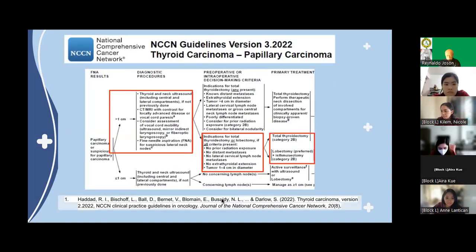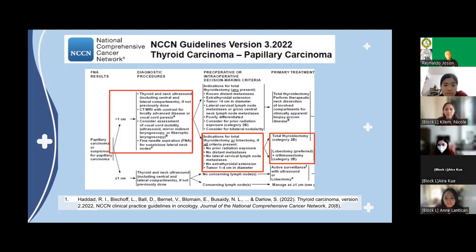Next slide po. Since we're considering well-differentiated thyroid cancer po, since hindi naman po sobrang aggressive ng presentation, we'll consider papillary and follicular. So for papillary, the NCCN guideline for thyroid carcinoma 2022 recommends that in patients with PTC po, or suspicious for PTC with a nodule larger than 1 cm, and if all these criteria are present po: no prior radiation, no distant metastasis, no lateral cervical lymph node metastasis, no extrathyroidal extension, and tumor 1 to 4 centimeter in diameter, which present po sa all the patients, our choice could be total thyroidectomy or lobectomy.